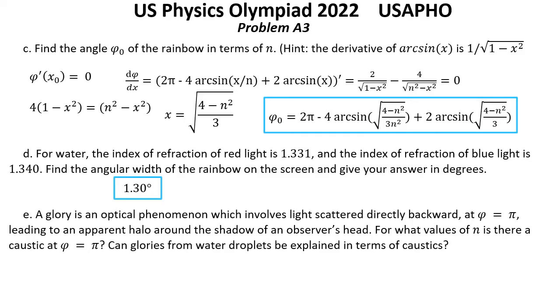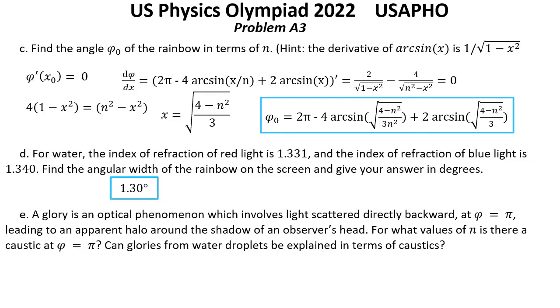Question E. A glory is an optical phenomenon which involves light scattered directly backward at φ equal to π, leading to an apparent halo around the shadow of an observer's head. For what values of n is there a caustic for φ equal to π? Can glories from water droplets be explained in terms of caustics?